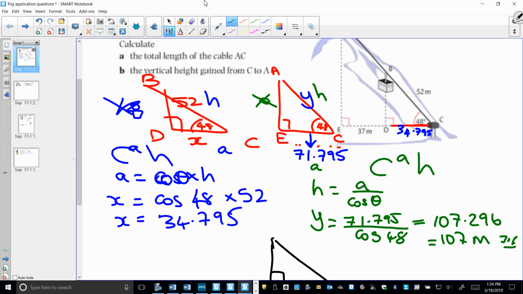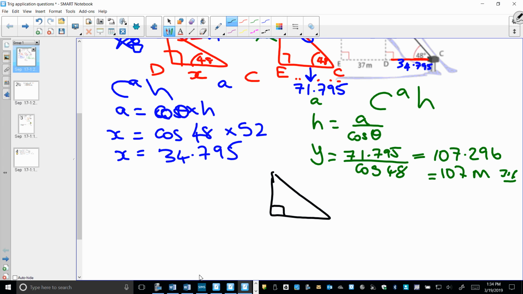Right, okay, so going back to Pythag. This is 107, what's this? No, the hypotenuse was 107. Also, isn't it the vertical height gained from C to A? Yeah, so you have to do it again. Oh, I thought you guys were saying B to A. No, we are talking about what that means.